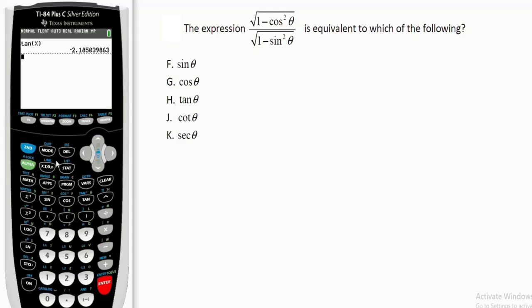Don't forget to reset the calculator once you are done. Just press second plus button, press 7, press 1, press 2, and it will do that for you.